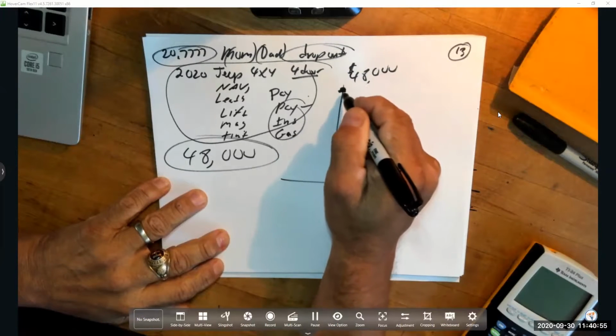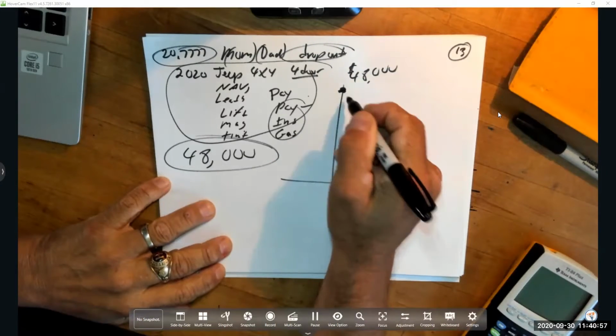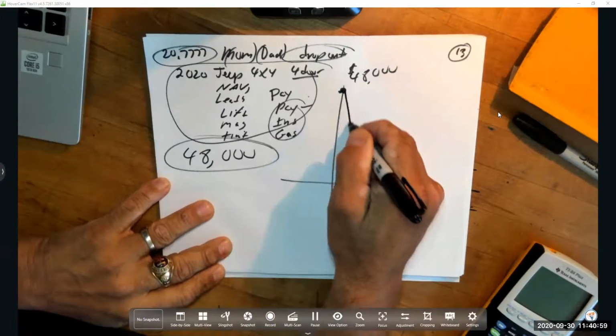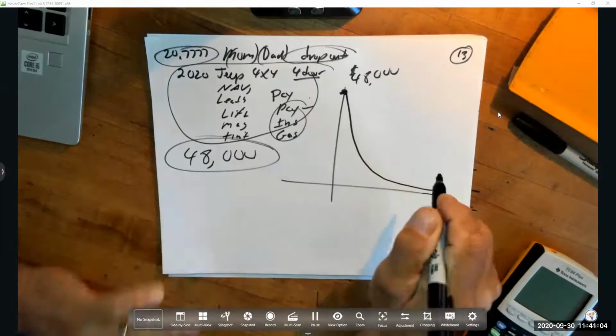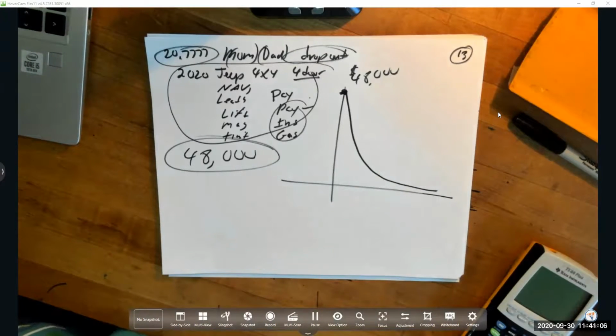One year from now, or let's say as soon as you buy this Jeep, does it start losing value? Yes or no? Yes. As soon as you buy it, tomorrow it's already worth $3,000 less. Why? It's a used car. Tomorrow it's not new anymore.